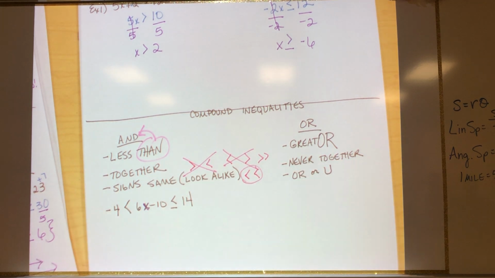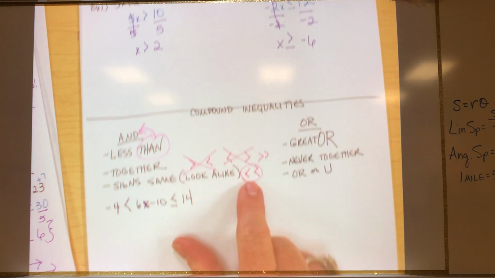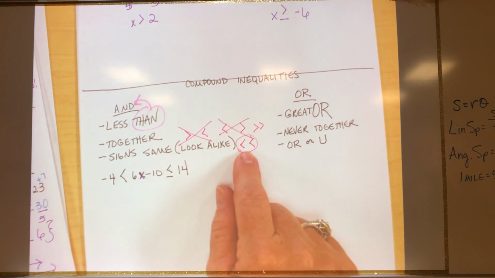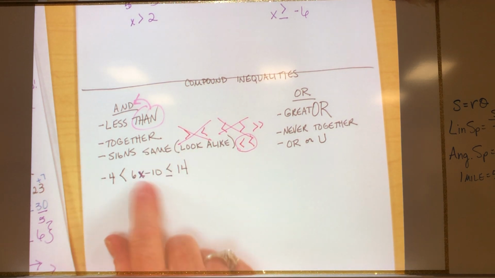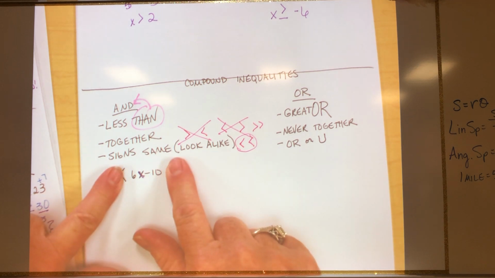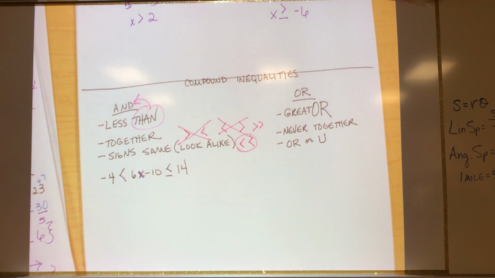This is the best way. But this way's not wrong, but this is the best way. Okay? All right, so here we go. So I'm going to start right here. I'm solving for x. Just look at the middle part and tell me what you need to get rid of first. How do you get rid of a minus 10?